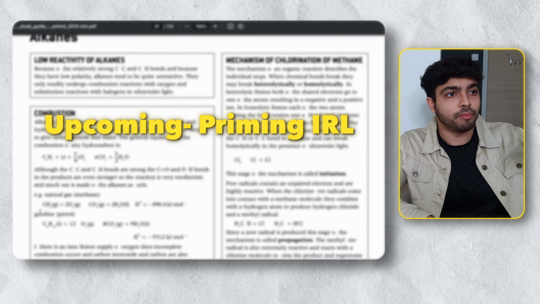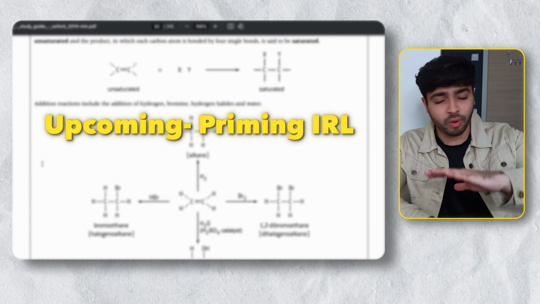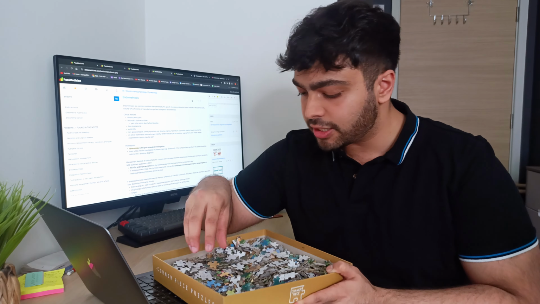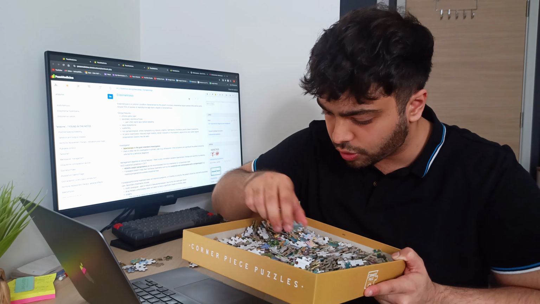Rushing this step and then jumping to the difficult content, which is what I see a lot of people do for whatever reason, whether you're overconfident or whether you feel like you know your stuff, is not worth it, because it's like trying to solve a puzzle without actually flipping the pieces over and looking at all of them. So take your time with it.